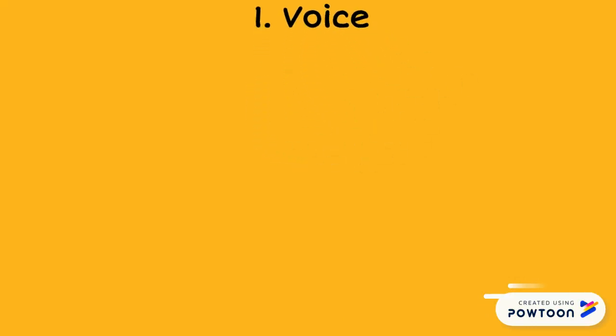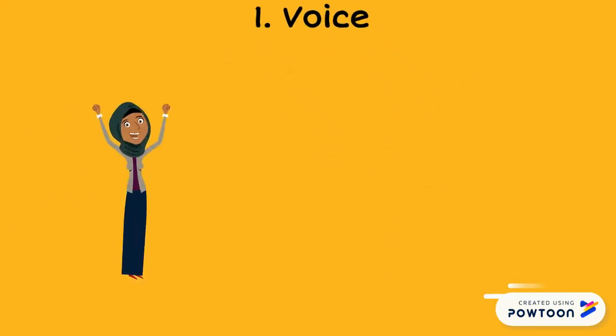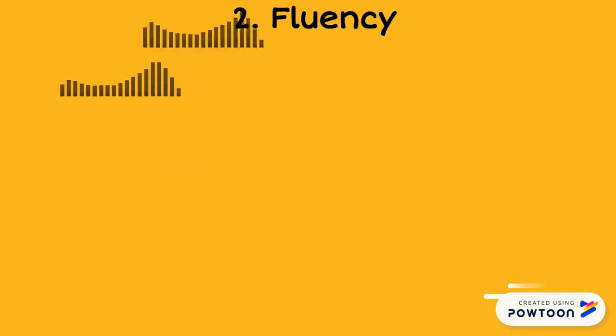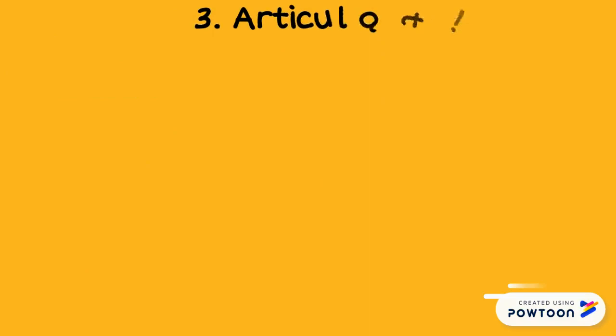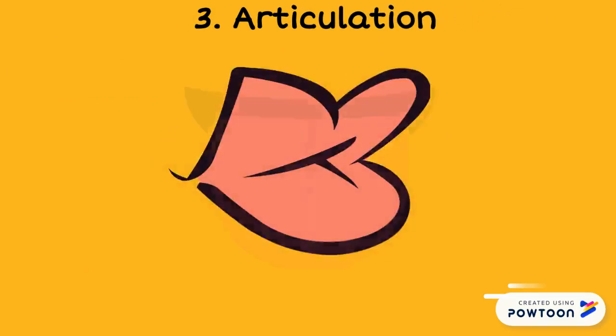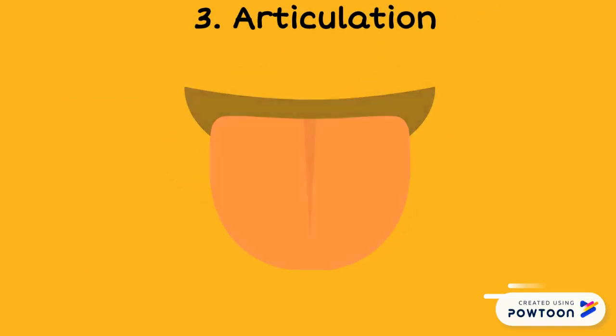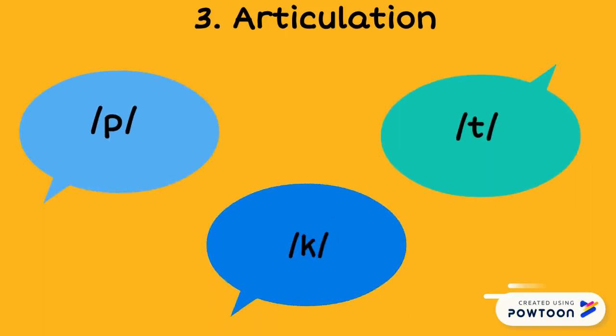Our voice can be loud or soft, or high-pitched or low-pitched. Fluency is how evenly our speech flows. Repeating sounds or pausing while talking affects the fluency of our speech. Articulation is how we use the mouth, lips and tongue to make speech sounds. For example, p, t and k.